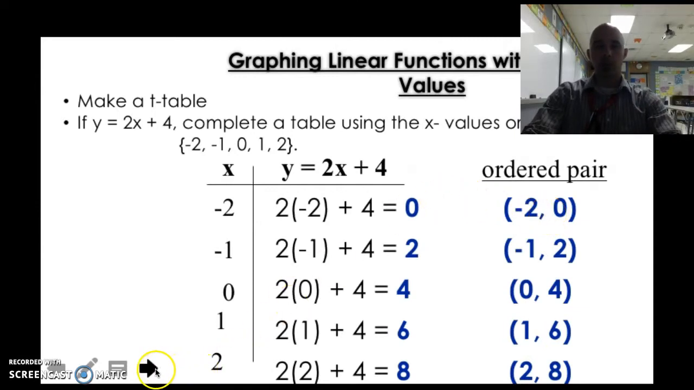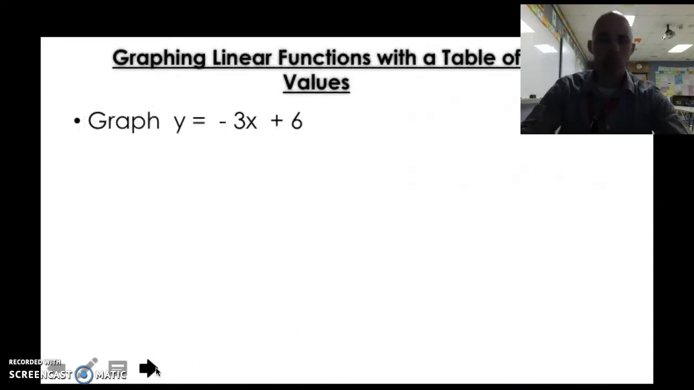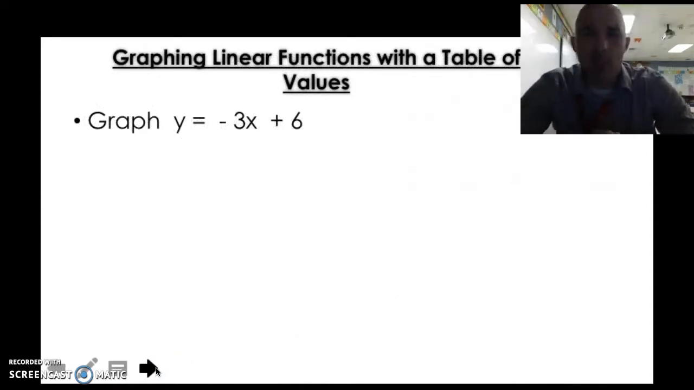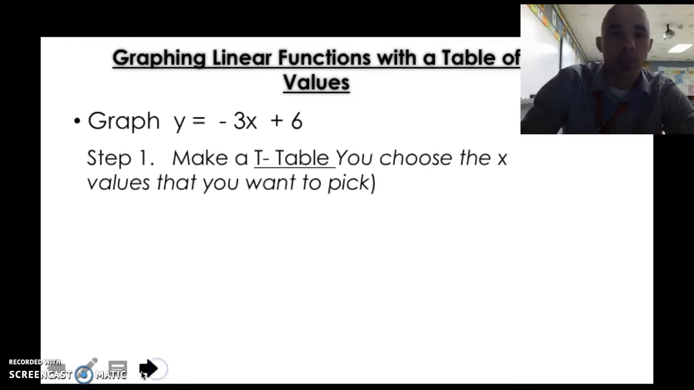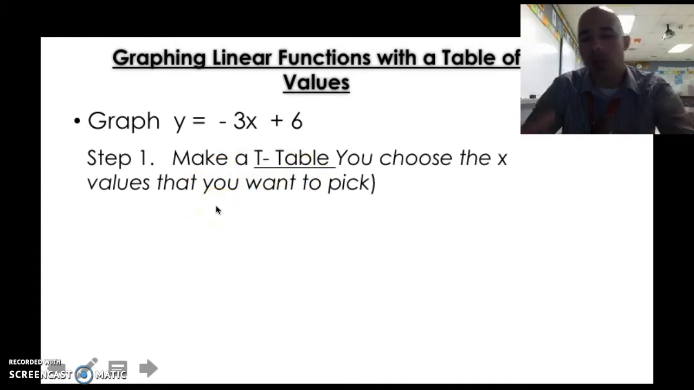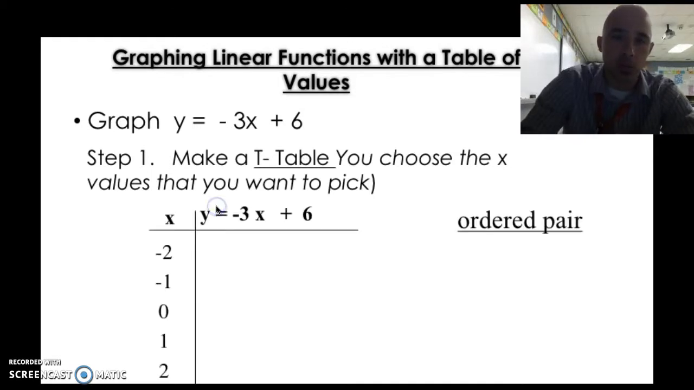All right, now let's go ahead, example 2. Your function is y equals -3x plus 6. You're going to pick your x values. So make a t-table and pick the values. Again, we'll make an executive decision on this. Pick -2, -1, 0, 1, and 2. Easiest values. So there it is: -2, -1, 0, 1, 2.